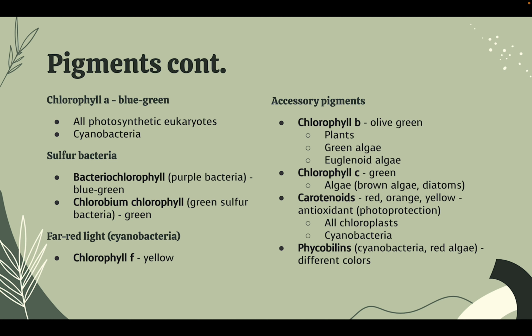So chlorophyll B is one of them. It's an olive green color. It's found in plants, green algae, and euglenoid algae. Chlorophyll C is green and it's found in algae. Carotenoids are red, orange, and yellow, and they are antioxidants, used for photoprotection, which is protection against excess light. They're found in all chloroplasts and in cyanobacteria. Phycobilins are found in cyanobacteria and red algae, and they can be different colors.